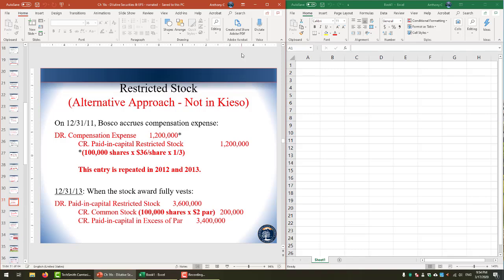Under this method, on the grant date, you're not going to record anything. Rather, you're just going to record compensation expense at the end of each fiscal year. When the restricted stock fully vests, we're then just going to remove the PIC restricted stock account from our books, and we're going to recognize common stock instead.